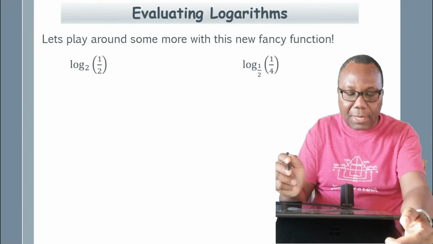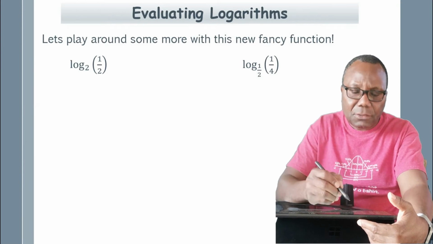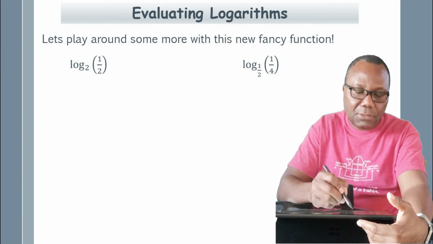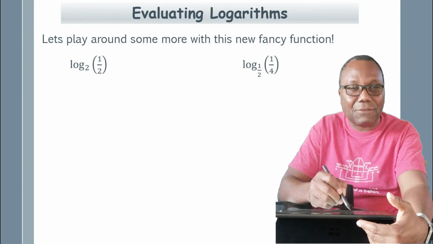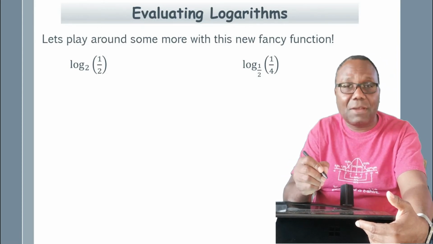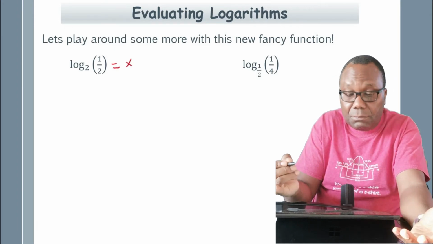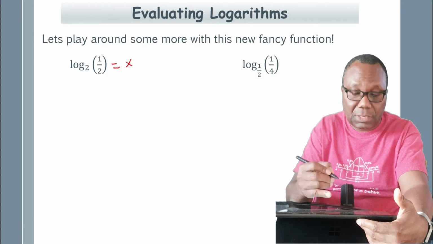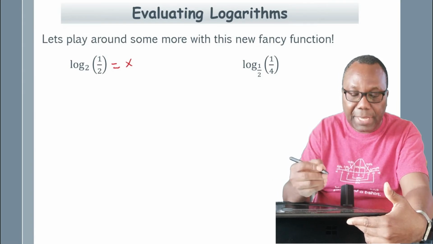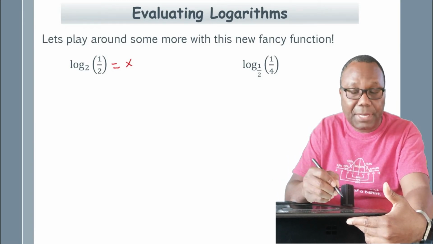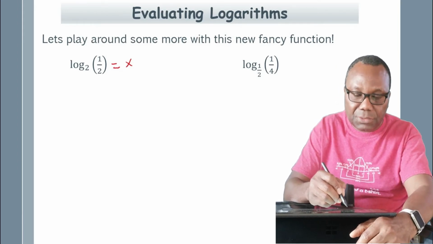Here are some logarithms. We're going to find their values. The logarithm says: to what exponent or power must 2 be raised to get 1/2? To make it easier for us, let's just call it x. Whatever that number might be, we're going to call it x. Now let's apply what we learned in the previous page, that we can set up an exponential equation from this. So let's write an exponential equation using this.